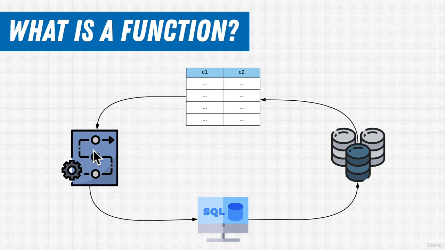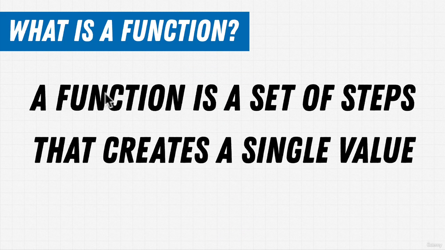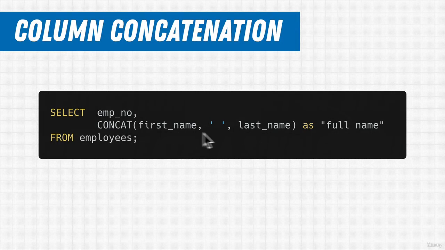All right, so now that we understand that, you may ask yourself, well, okay, we saw concat, but what other type of functions are there? Okay, let's give a function a definition. Let's define what a function is. A function is a set of steps that creates a single value. So we just talked about the fact that when you give a function input parameters, it's going to generate an output. So we gave it first name, space, last name. We gave it the input parameters and we called concat, and it's going to produce a single value called full name. It's as simple as that.